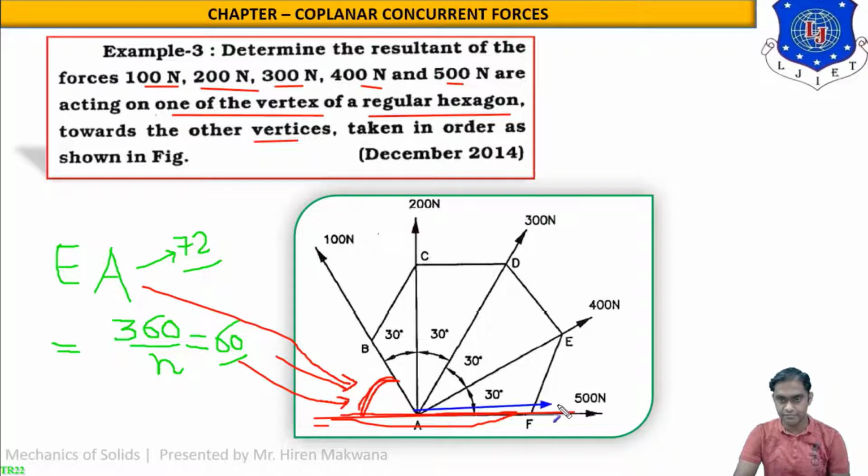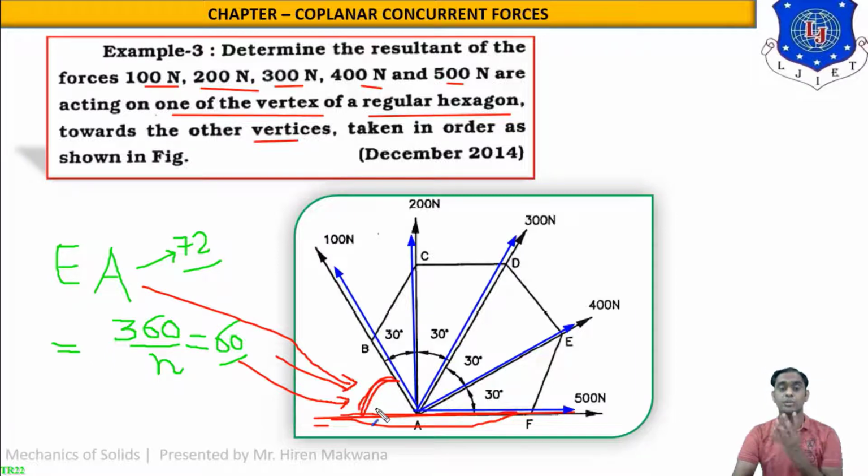First one is 500 Newton. Second one is 400 Newton outward from the vertex origin A. Again 300 Newton force. Again 200 Newton force outward from the vertex A. The last force is 100 Newton outward from the vertex. So there are 5 forces which are dividing the interior angle.